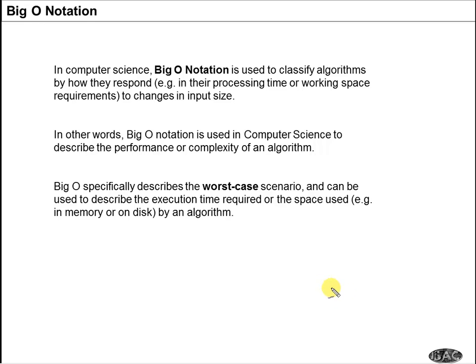In computer science, Big O Notation is used to classify algorithms by how they respond, in their processing time or working space requirement, to changes in input size. Let us understand a few things here. First, it says it is used to classify. It means by using Big O Notation, you can say this algorithm is better than that algorithm, this is a slow algorithm, that is a fast algorithm. So Big O Notation helps you to classify.